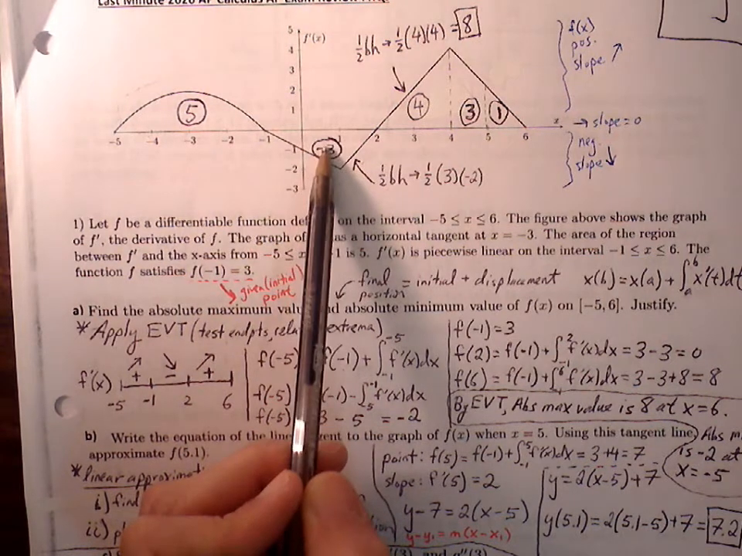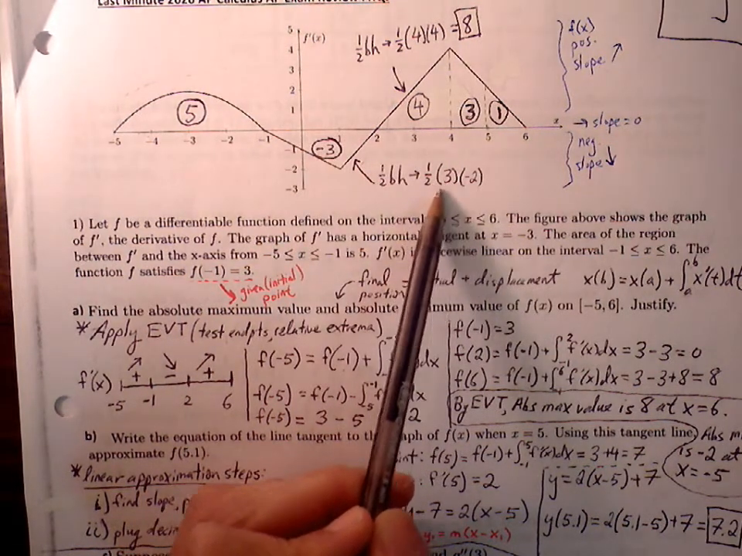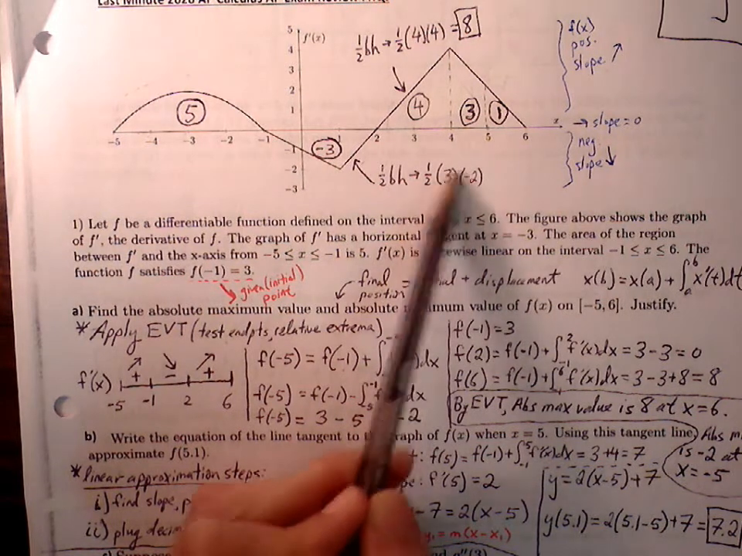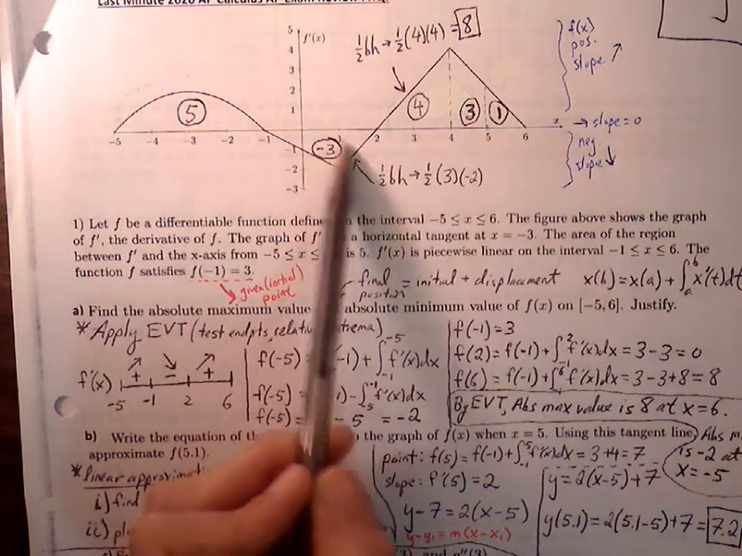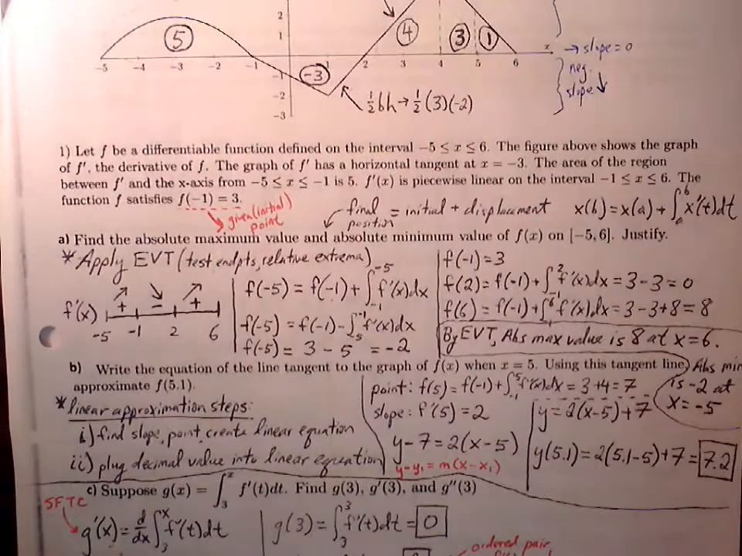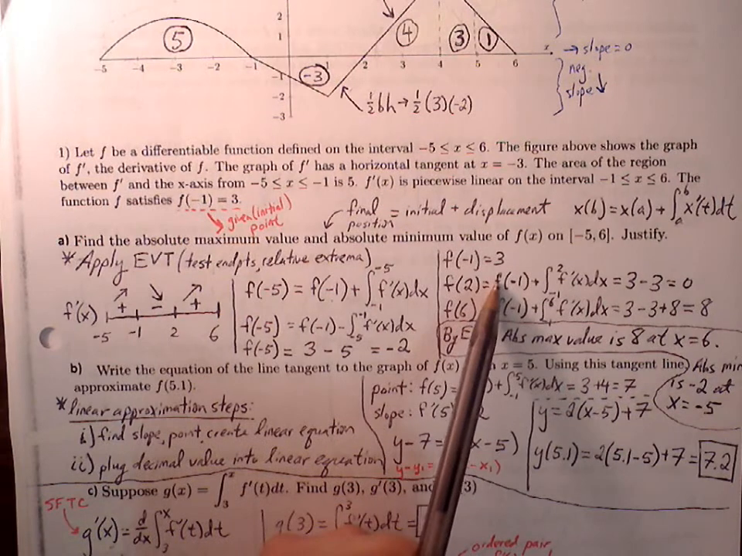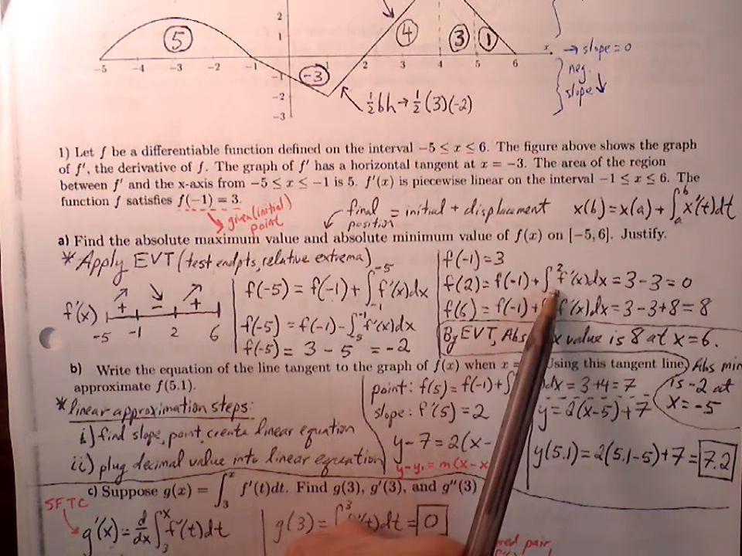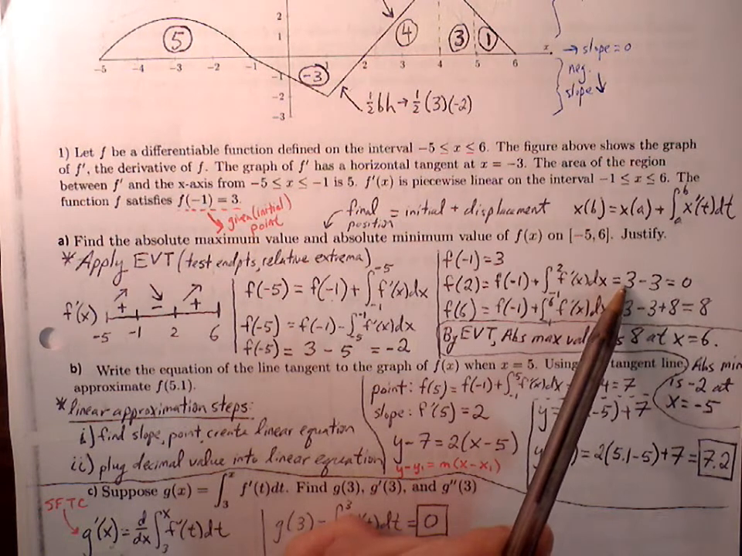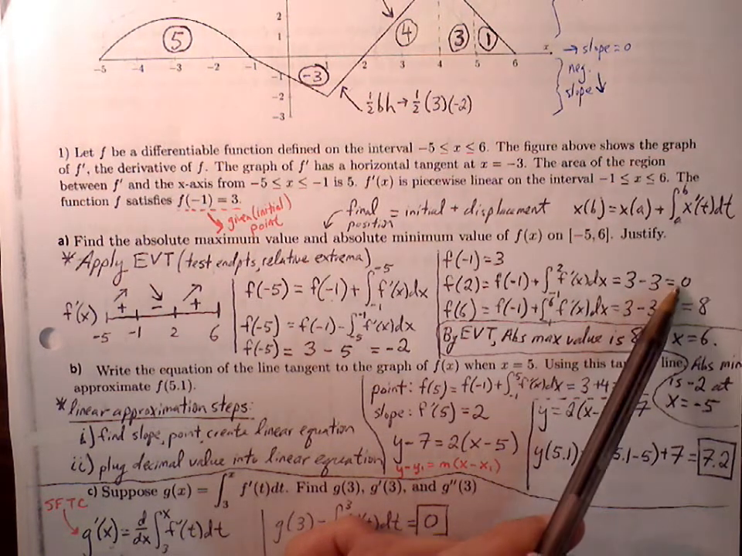This is below the x-axis, so I get positive 3 for the area, but because this region is below the x-axis, I make that adjustment to be a negative 3. So f of negative 1 is 3, and the definite integral from negative 1 to 2 is also, sorry, negative 3. So 3 plus a negative 3, 3 minus 3, is 0.